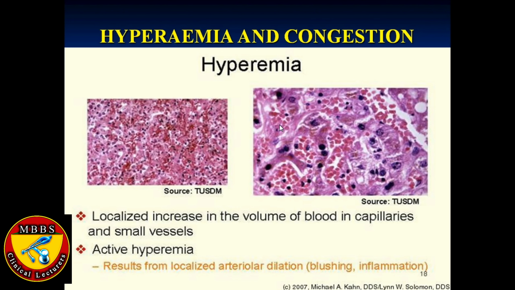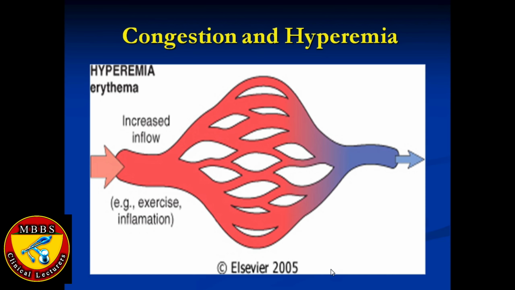Hyperemia is basically a localized increase in the volume of blood in the capillaries and small blood vessels. It is an active process and may be encountered, as you have seen in cases of inflammation, where there is increased flow of blood to that area. The increased flow of blood increases the volume of blood in that area, resulting in redness or rubor that we have studied. So in cases of inflammation, there may be hyperemia. Also, another example, a physiological example, is blushing.